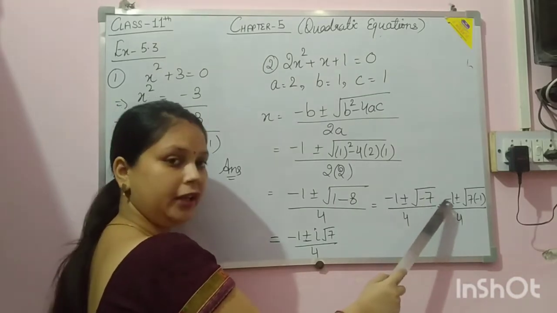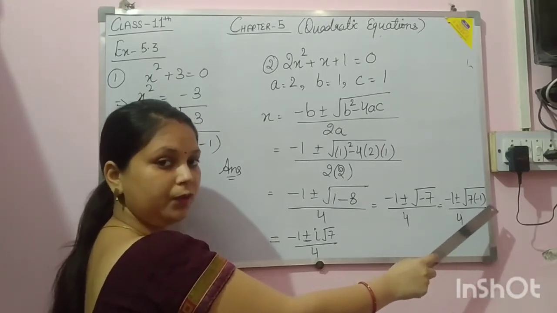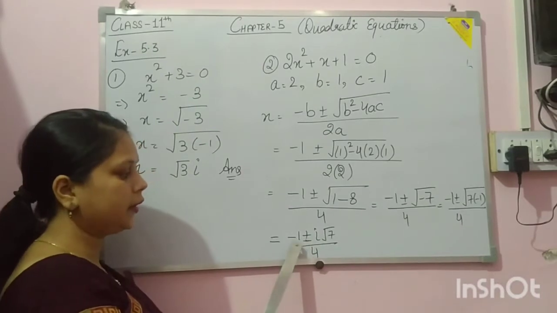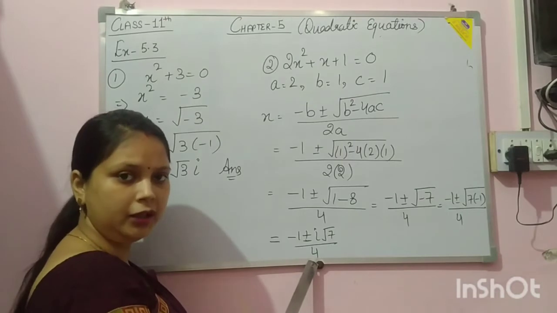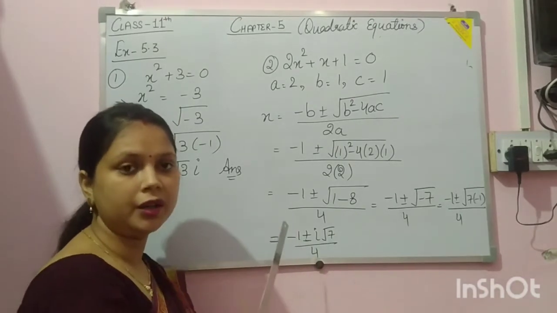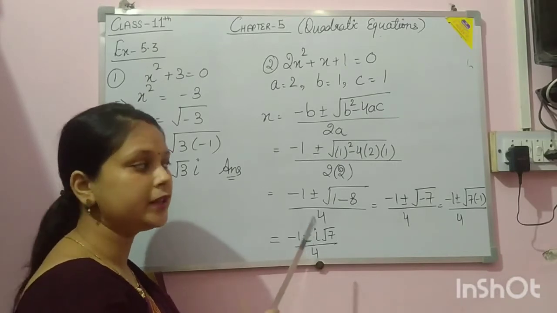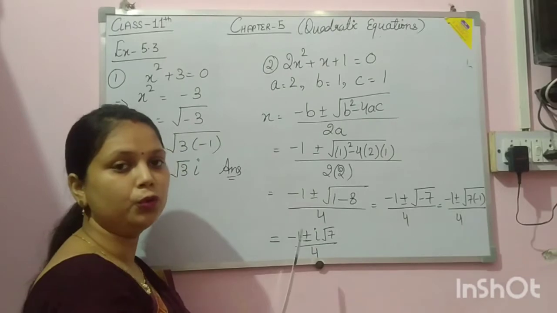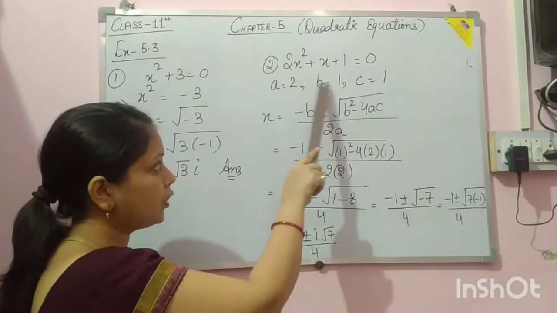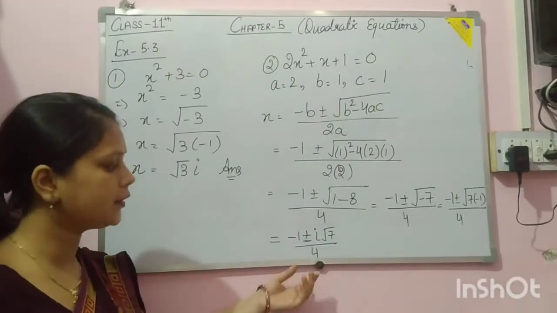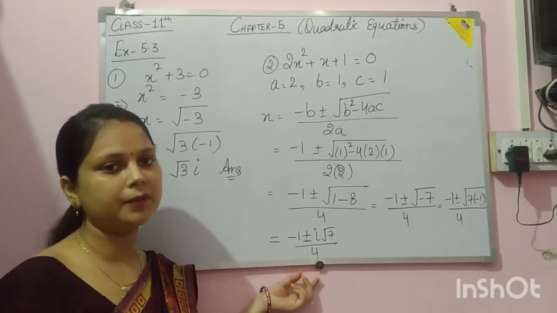Minus 7 is again written as 7 into minus 1. Now as you know, under root minus 1 will be iota. So your answer is minus 1 plus minus iota root 7 upon 4. Clear? So this is how you can solve a quadratic equation under complex numbers. If we are talking about complex numbers, then you know that the square root of negative 1 is your iota. So this is the form of a complex number. The quadratic equation is in real coefficients, but your answer is in complex numbers because we are reading the chapter complex numbers. Clear?